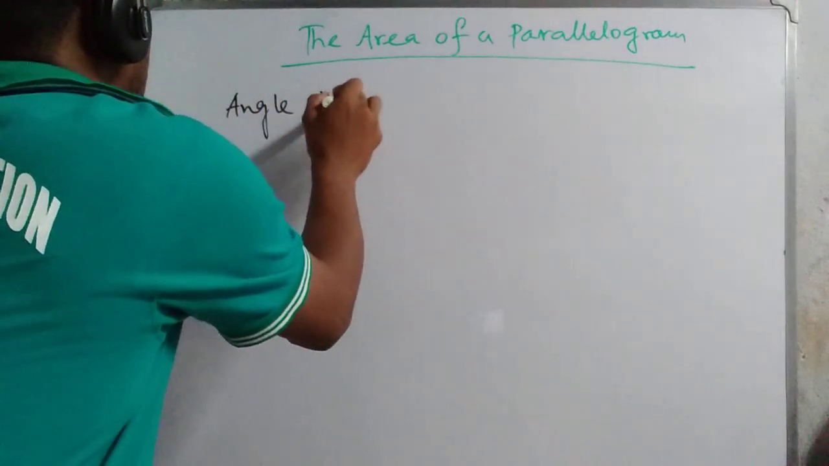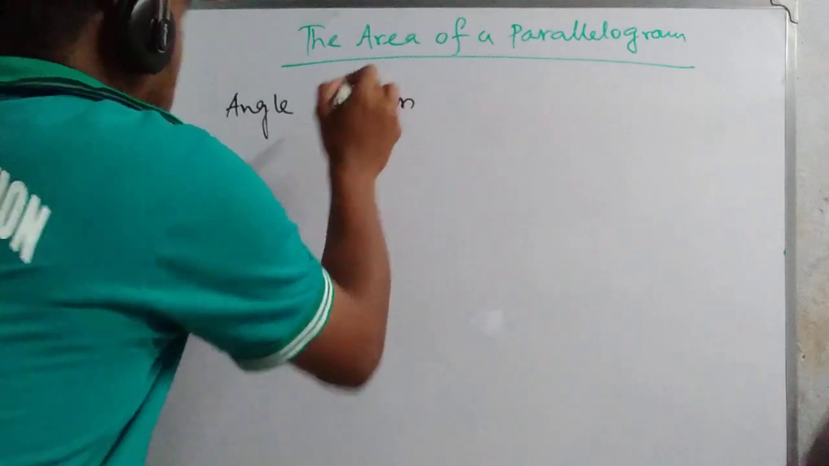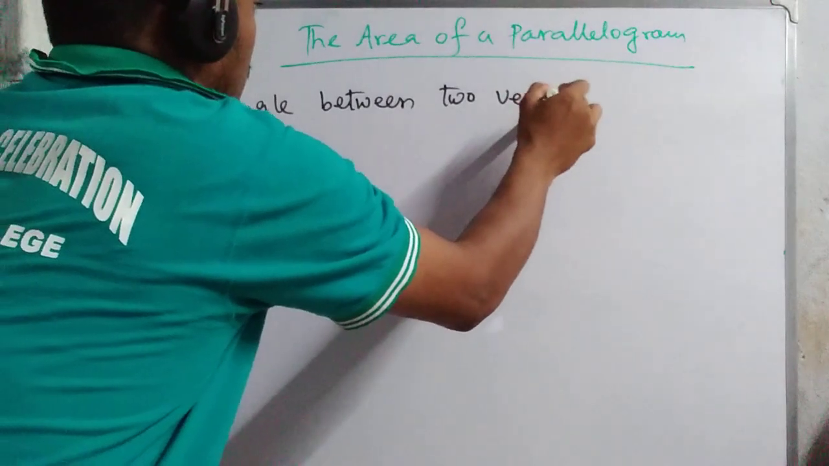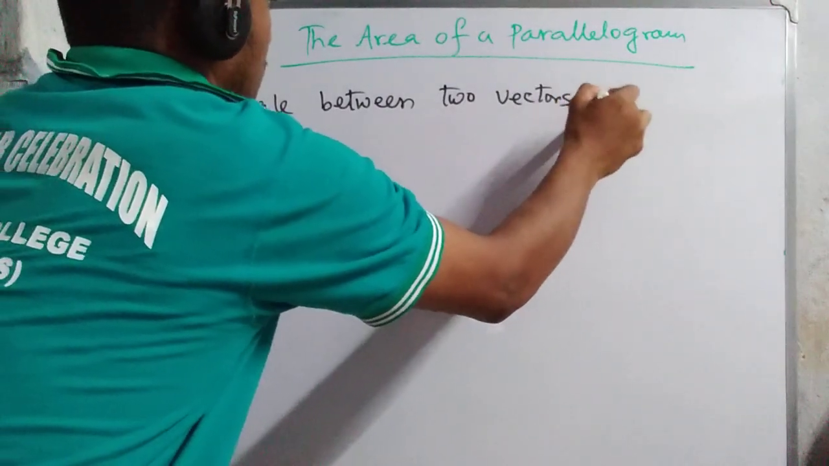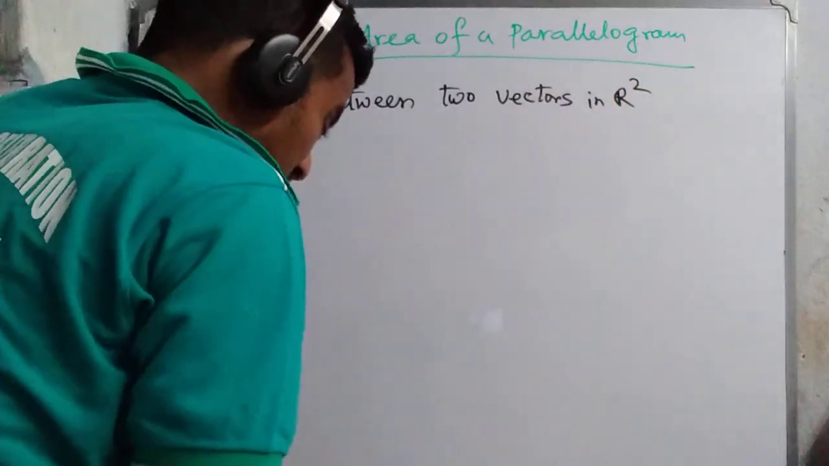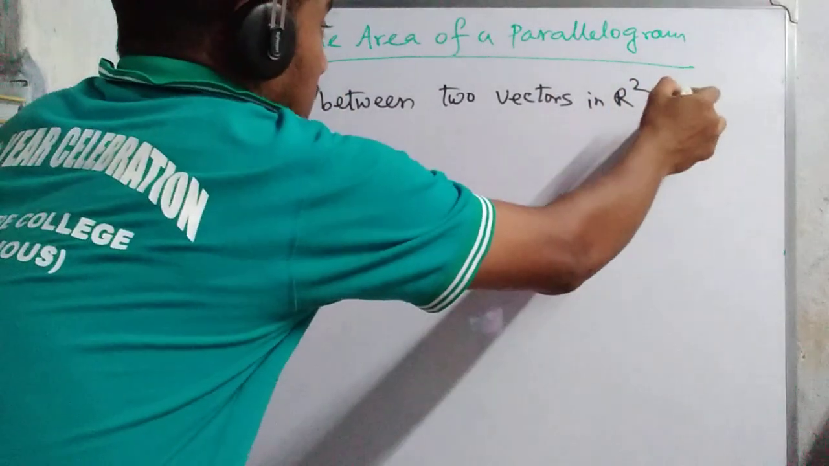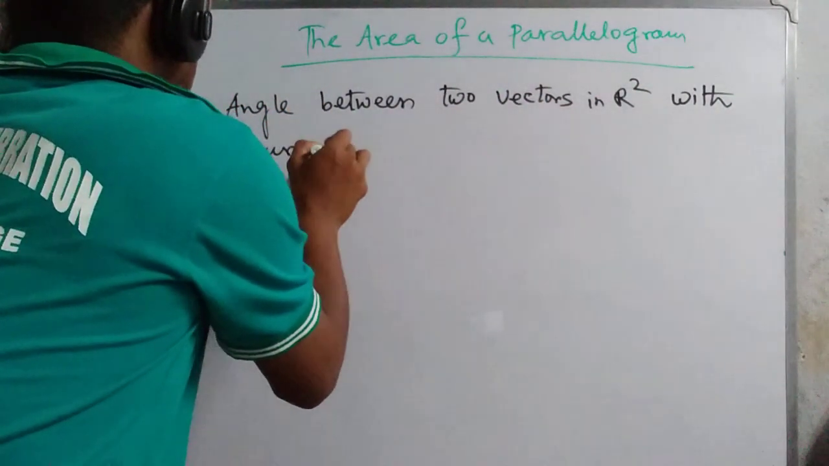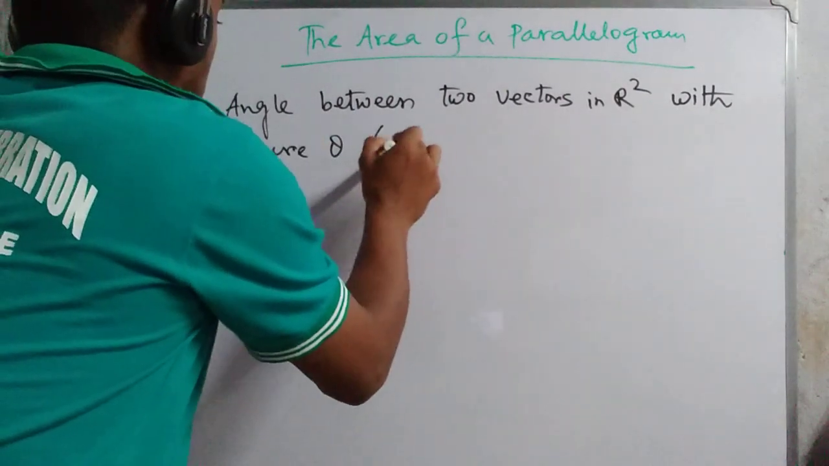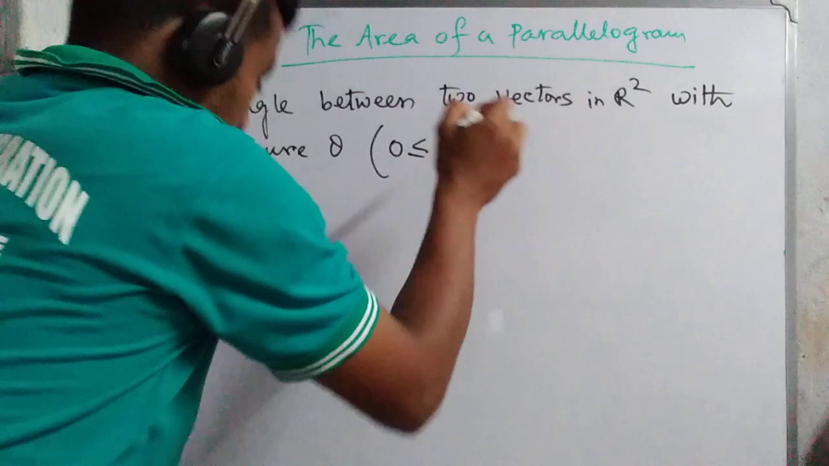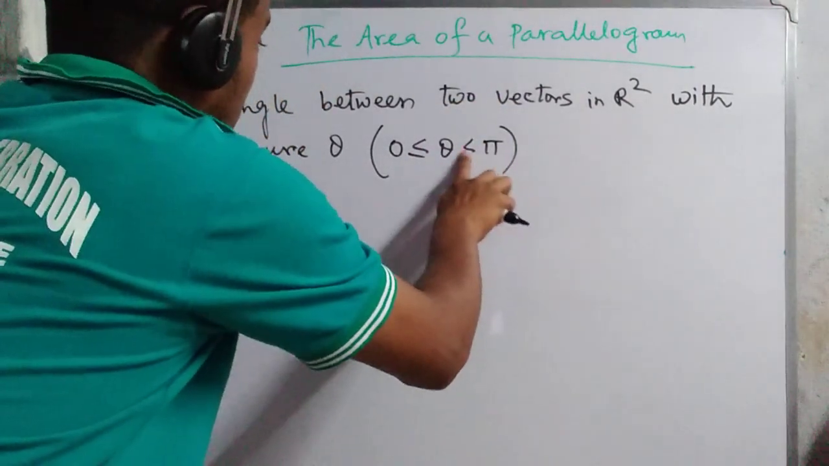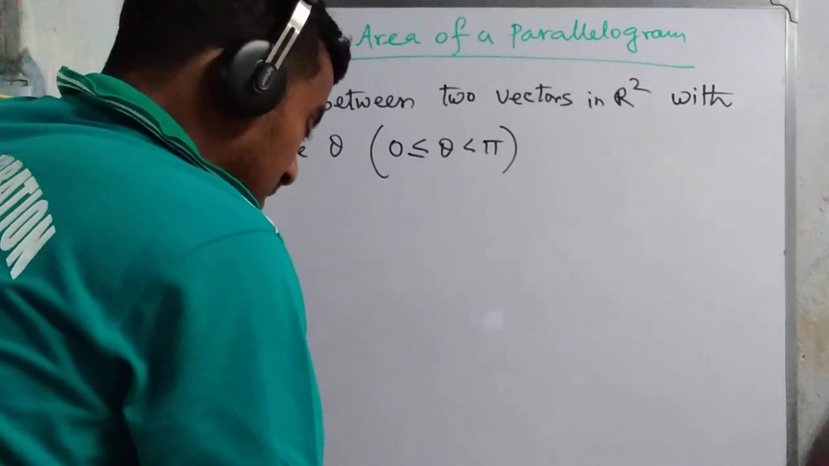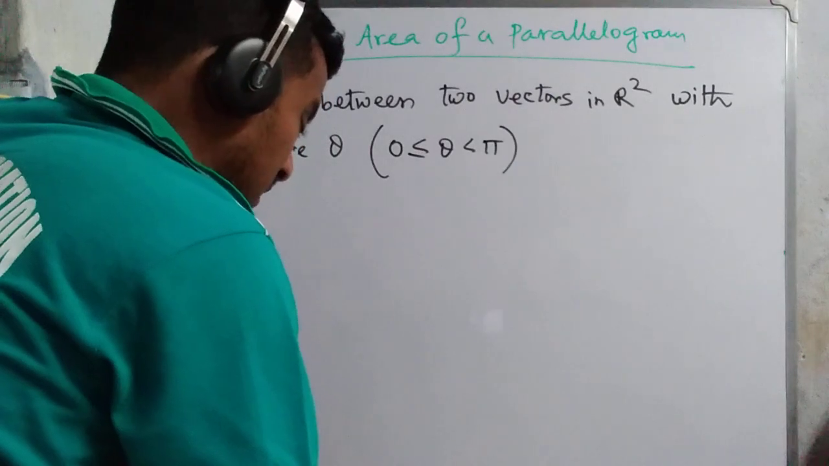The angle between two vectors in R square, with measure theta, where 0 is less than or equal to theta, less than or equal to pi, or less than pi, that is formed by the vectors having the same magnitude and direction.